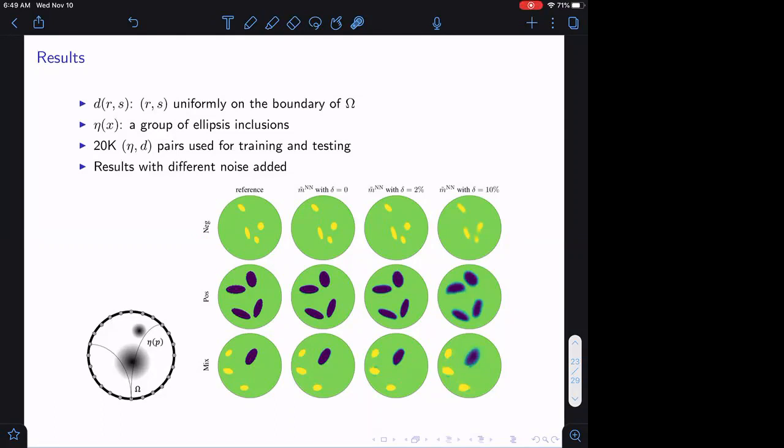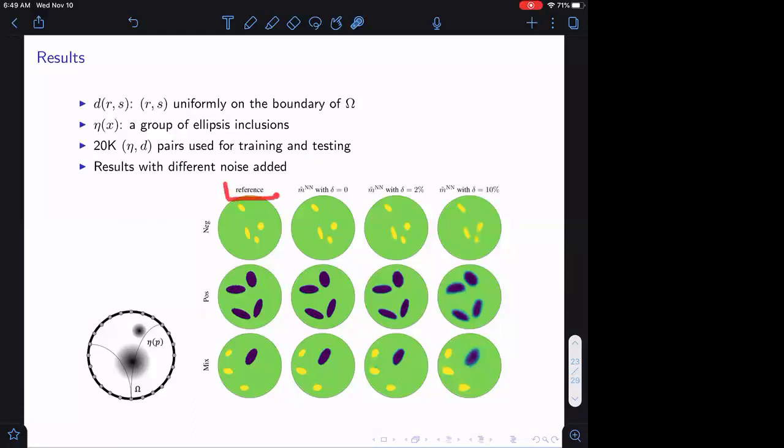So the training data we have is about 20,000 pairs of eta and D, so media and boundary measurement. And for testing, we also generated about 20,000 pairs. So here's what the results look like. We performed 3 different groups of tests: one with only negative inclusions, one with only positive inclusions, and one with mixed inclusions.